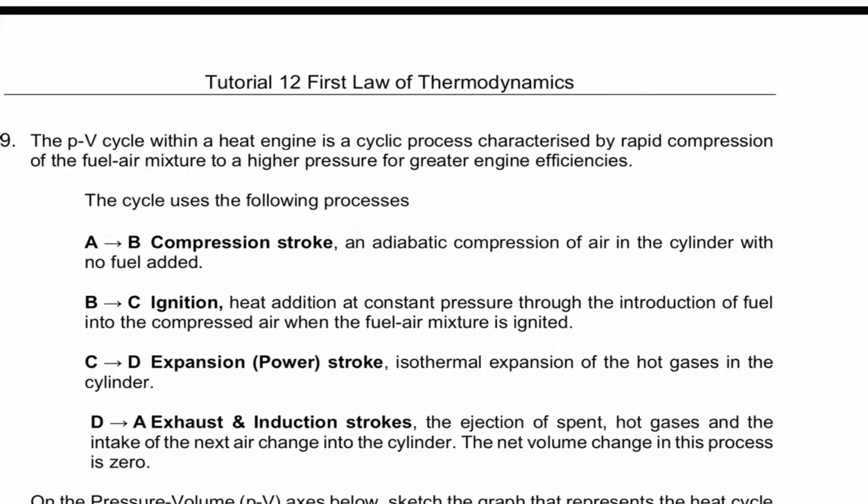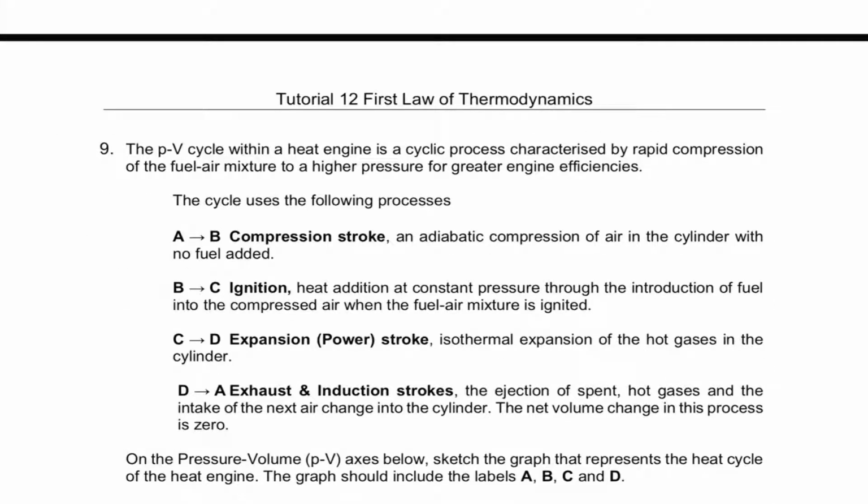Let's look at question 9. Okay, let's look at question 9 right now. Question 9, you have this PV cycle within a heat engine. It's a cyclic process as characterized by rapid compression of the fuel and mixture to high pressure for greater engine efficiencies. The cycle uses the following process. A to B is a compression stroke, which is an adiabatic compression of air.